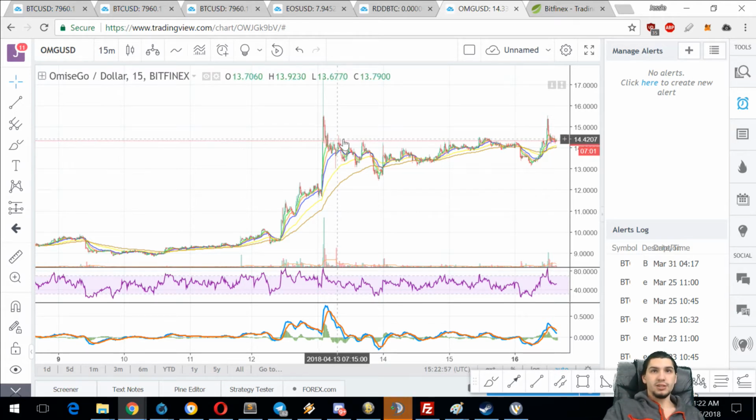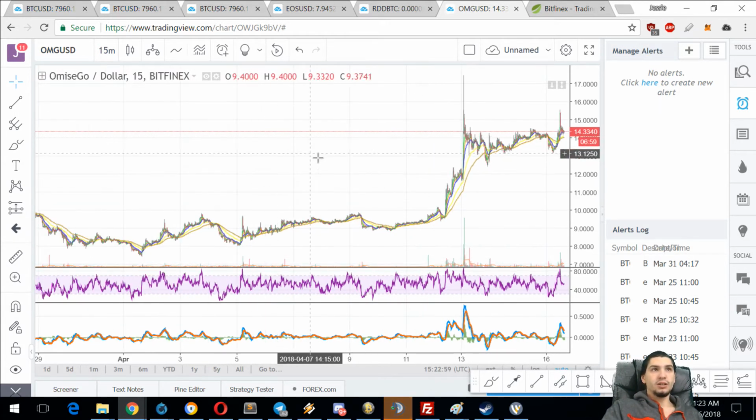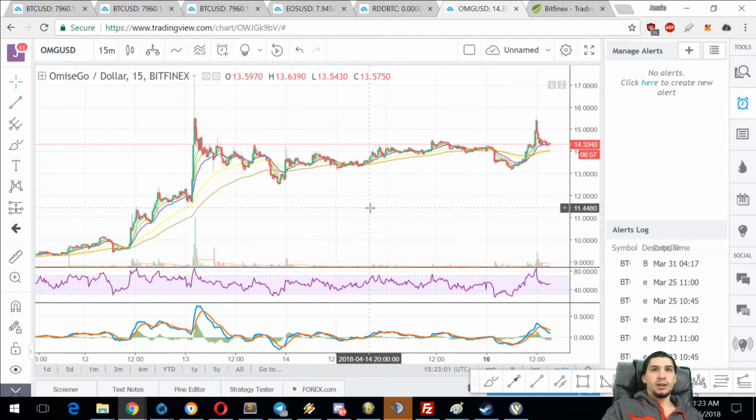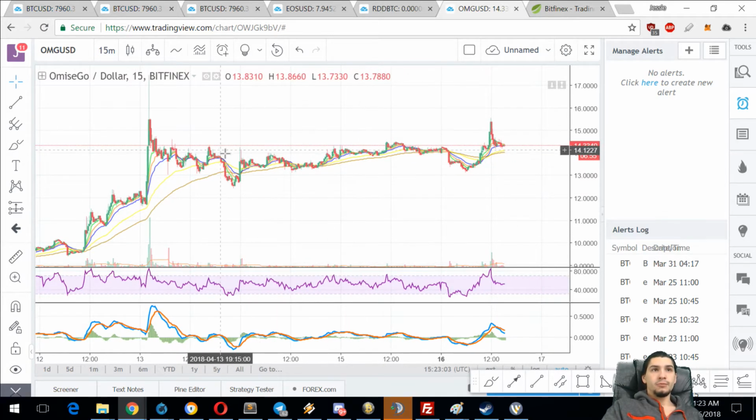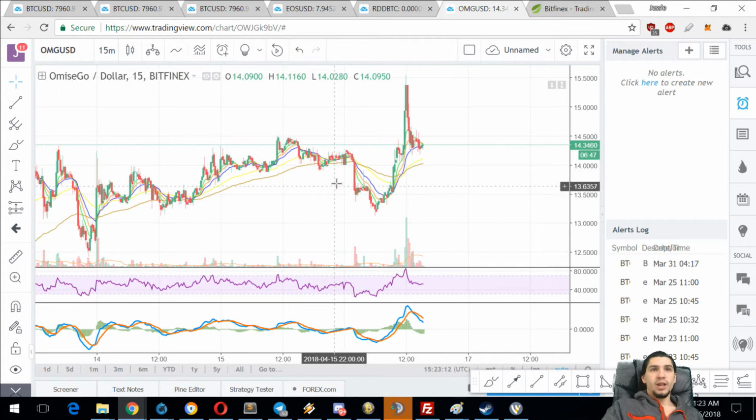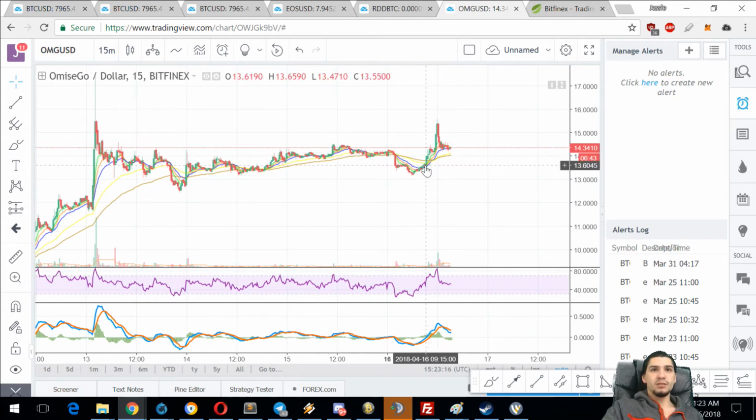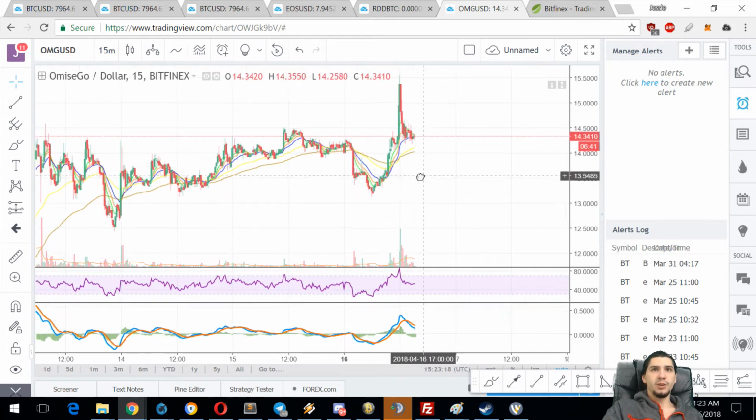But I'm watching this because I'm kind of thinking we'll get a continuation on this. And if you really look, after this pump, we had one little dip where we bear trapped below our 100 EMA. We had another little bear trap where we dipped below our 100 EMA, and we came back up with some force, with some volume behind it.